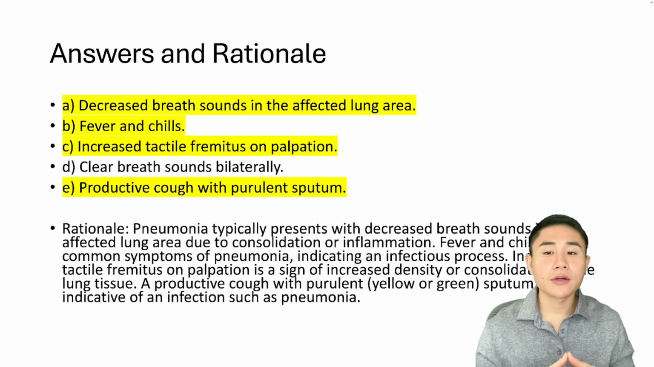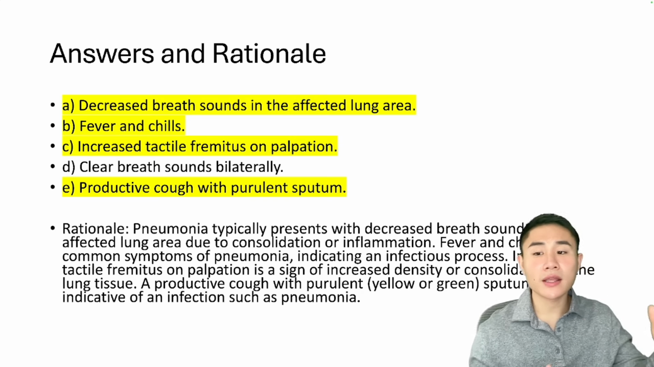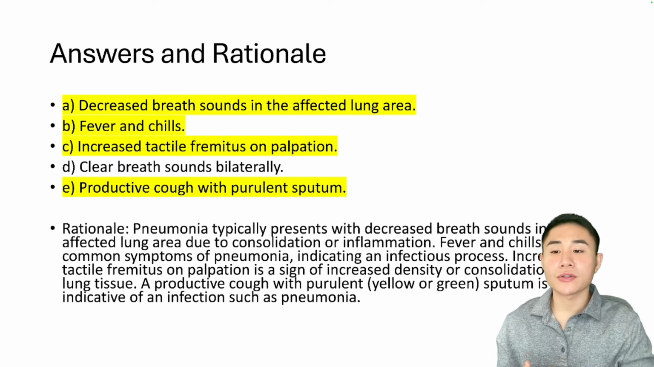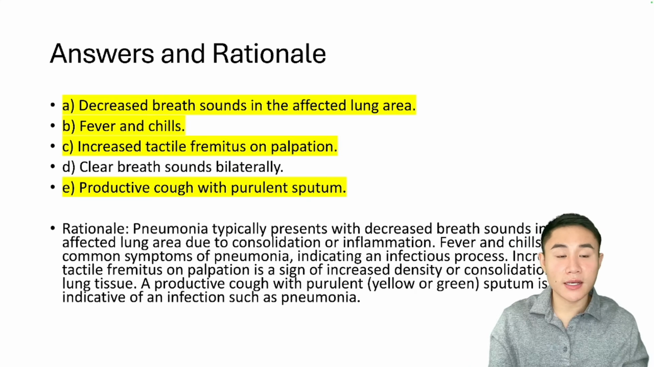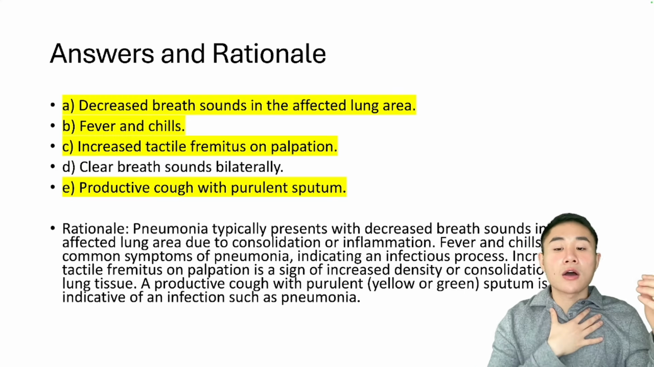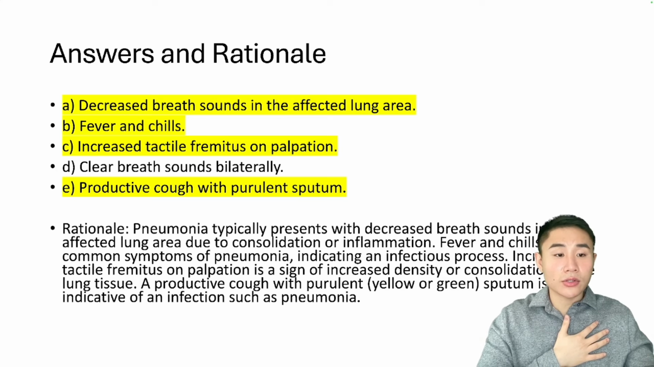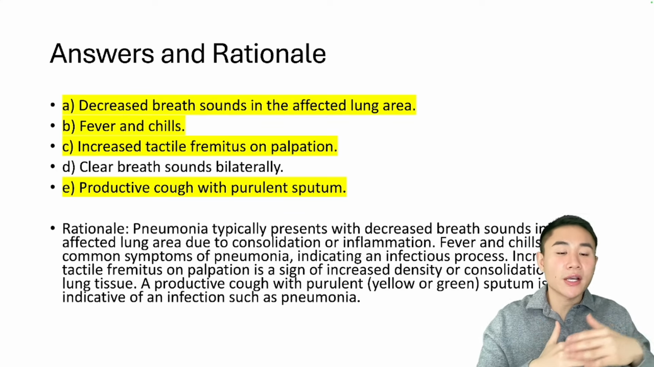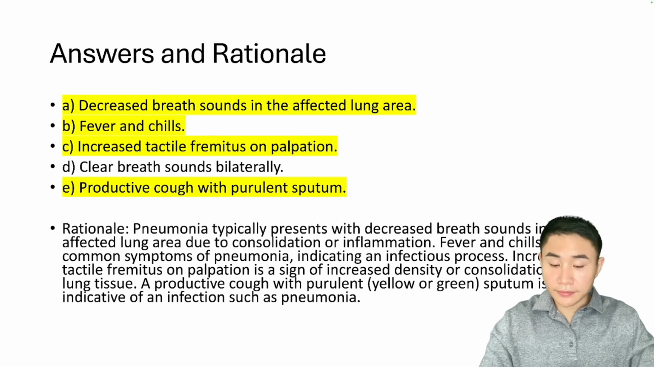So the rationale: pneumonia typically presents with decreased breath sounds in the affected lung area due to consolidation or inflammation. Fever and chills are common symptoms of pneumonia, indicating an infectious process. Increased tactile fremitus on palpation is a sign of increased density or consolidation in the lung tissue. A productive cough with purulent yellow or green sputum is indicative of an infection such as pneumonia.